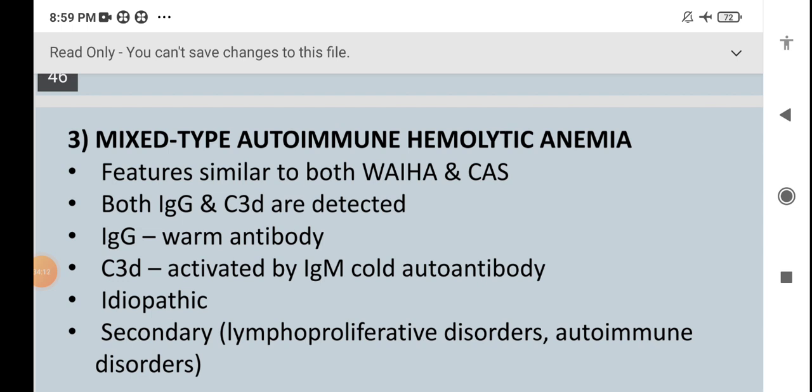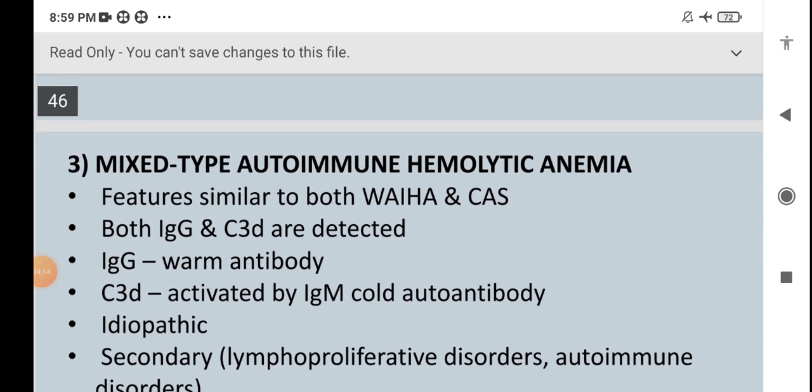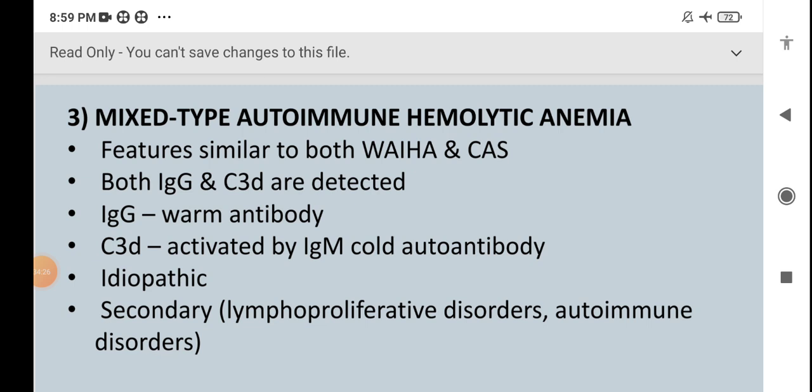Mixed type autoimmune hemolytic anemia. It has features similar to both of those entities, the warm autoimmune hemolytic anemia and the cold one. Both IgG and C3d are detected, the complement one. IgG warm antibodies, and C3d activated by IgM cold autoantibodies. It can be idiopathic or secondary. Secondary to what? Lymphoproliferative disorders and autoimmune disorders.